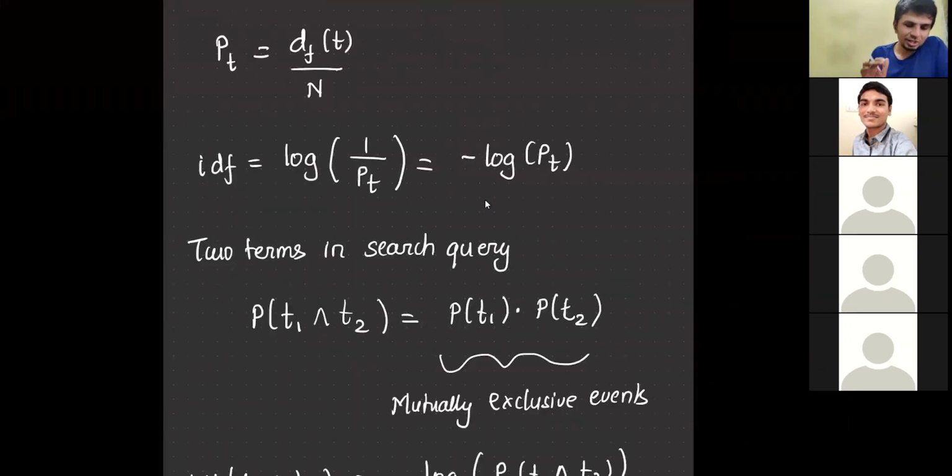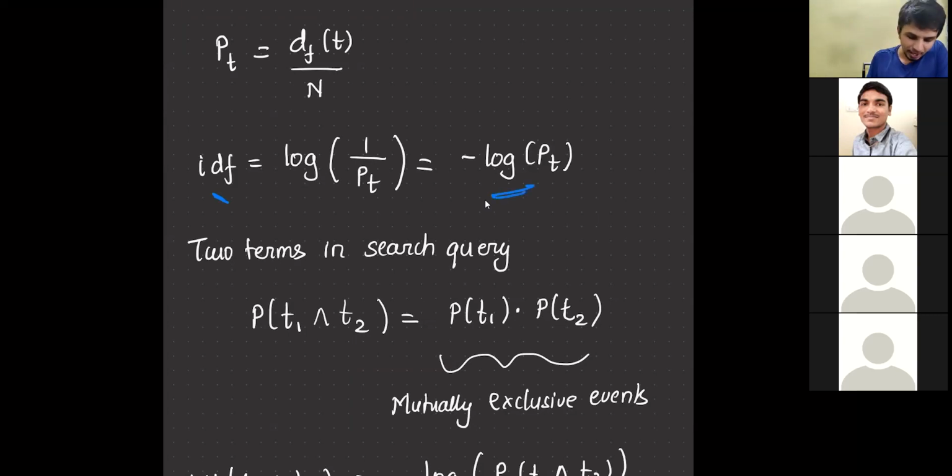बहुत मजा आएगा. So the probability of finding the term t in the corpus is given by probability of t equal to document frequency of t divided by n, right? But our IDF is what? It is logarithm of 1 upon probability, because our IDF function was log of n divided by df of t. Now n divided by df of t is nothing but 1 upon probability. Log of 1 upon x is minus log x. So IDF is nothing but a negative log of probability of t, right?